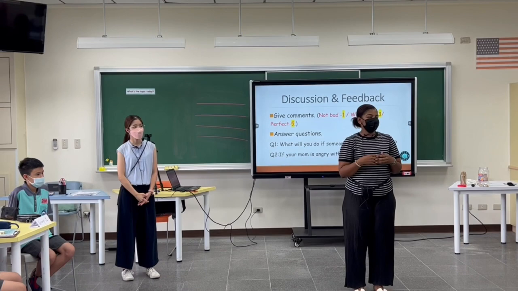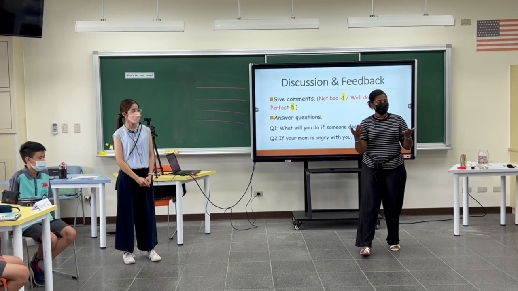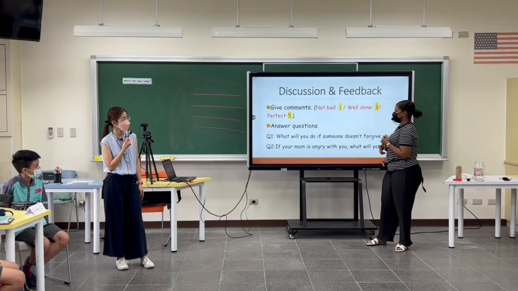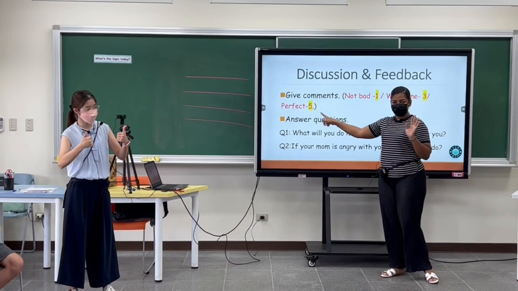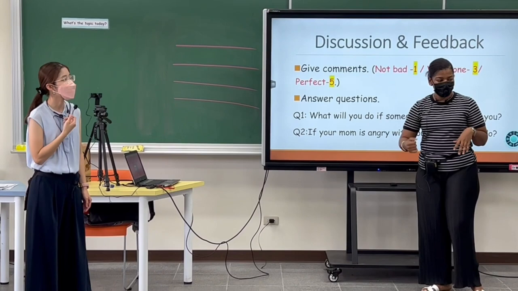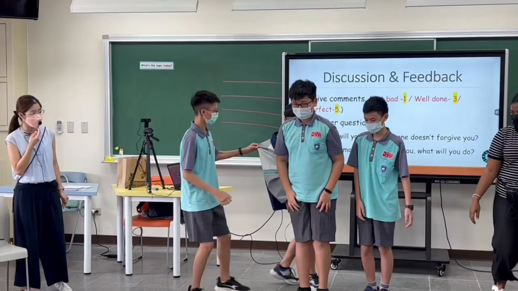So, other teams will have to share or give feedback, and the teacher as well. If you think the performance was not bad, you can score the team 1 point. If you think well done, you can score them 3 points. If you think perfect, you can give them 5 points, okay? So you can say the number 5 or 3 or 1. Okay, so I will pick a number. You get a ball.